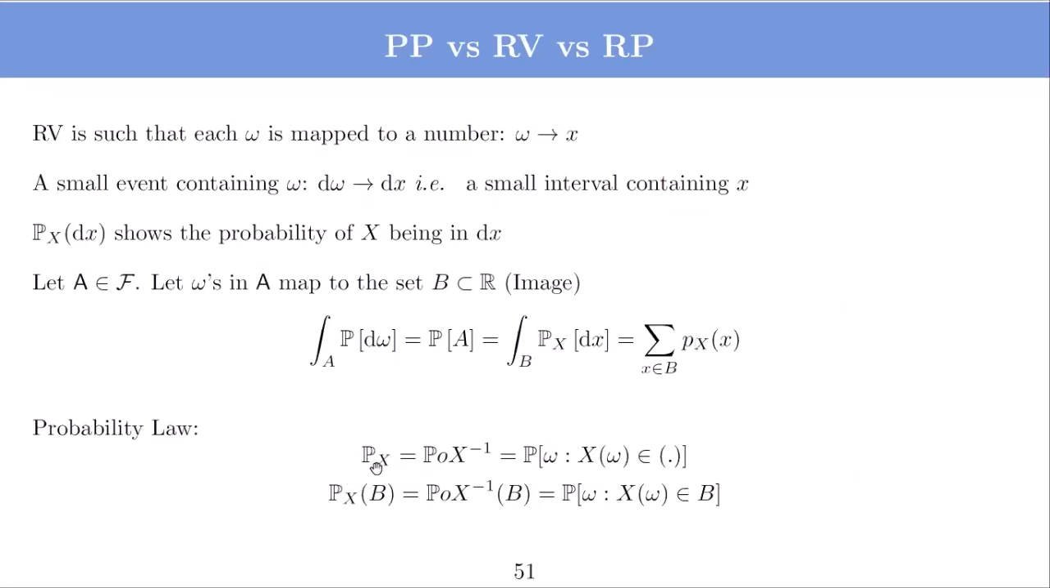So the probability law is actually defined as P_X, which is the probability of the inverse image, which means the probability of all omega such that X(omega) belongs to the set. For a particular set B, P_X(B) is equal to the probability of X inverse of B. You take B, you compute X inverse of B. X inverse is the pre-image of B, which is the set of all omega which map to B under X. And then I compute the probability of this, which is another way to say it is the probability of all omega such that X(omega) belongs to B.